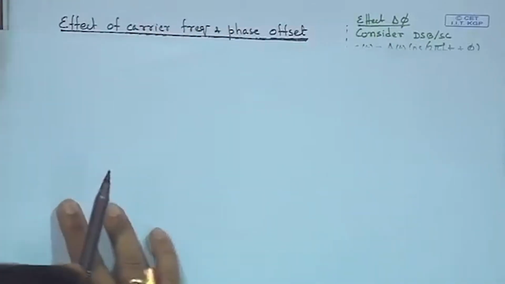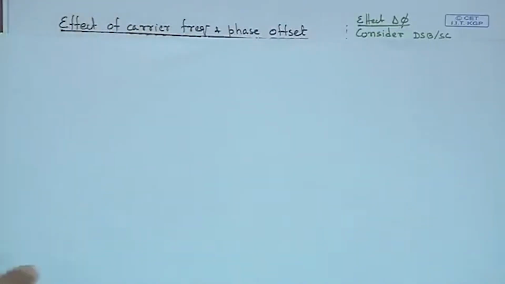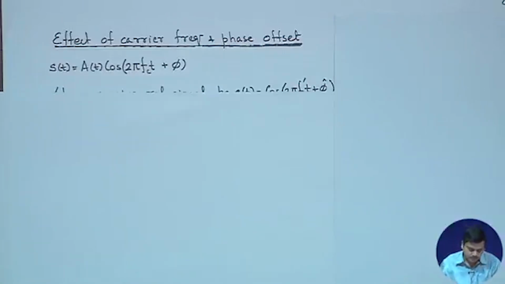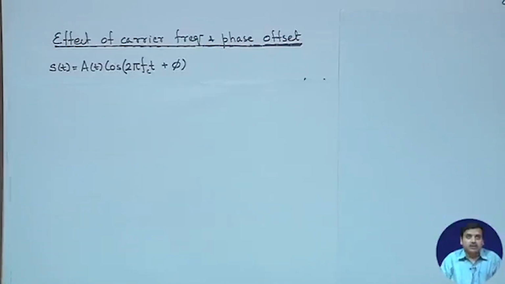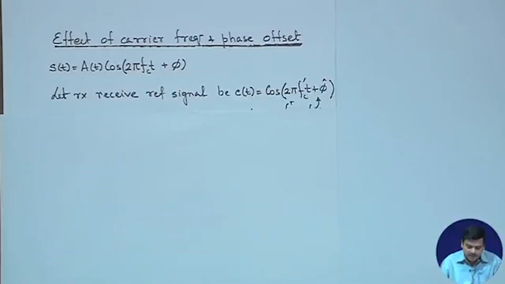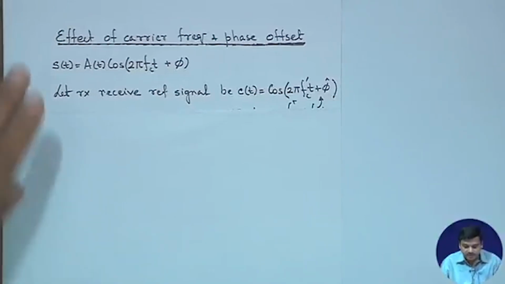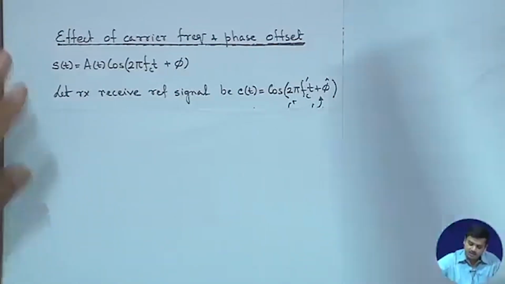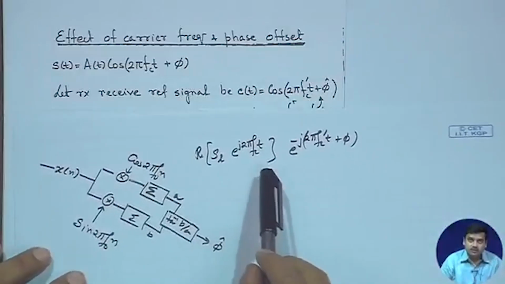So, let us begin with the discussion of the effect of carrier phase and carrier frequency offset on the received signal. This is the transmitted signal A(t) cos 2 pi f c t plus phi. Note that there is a certain unknown phase in the oscillator, and the received signal and the received reference signal. That is what we wrote, the received reference signal.